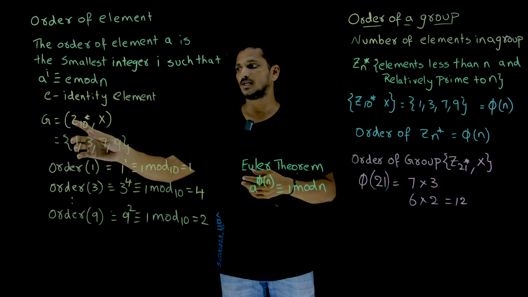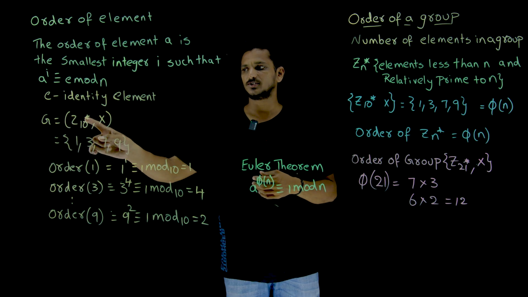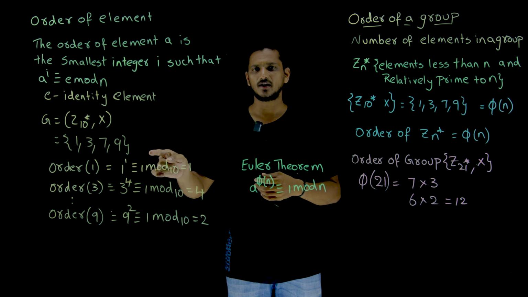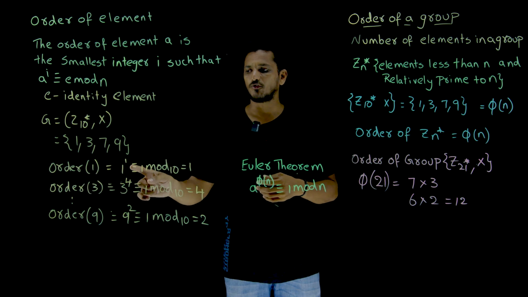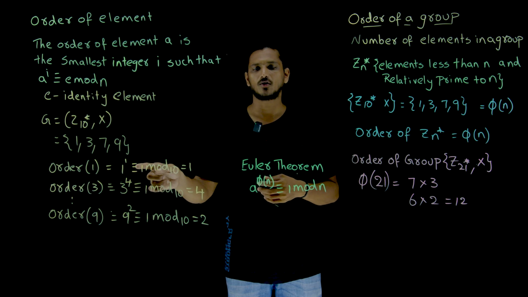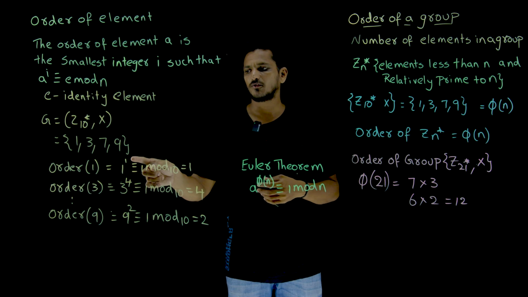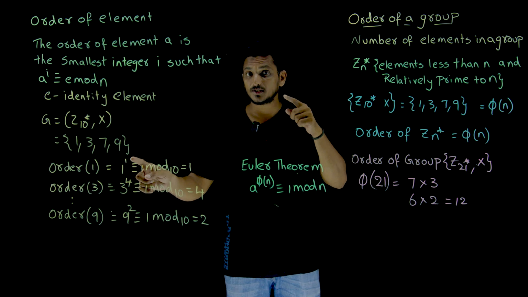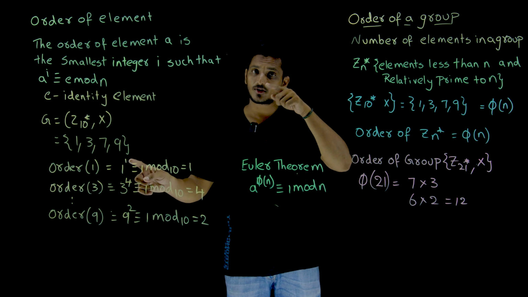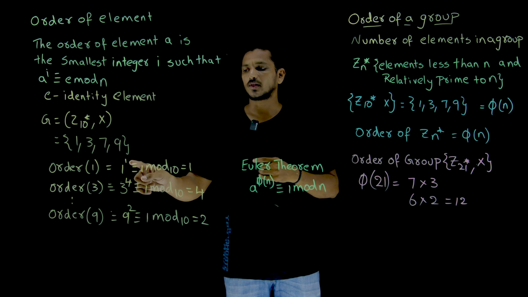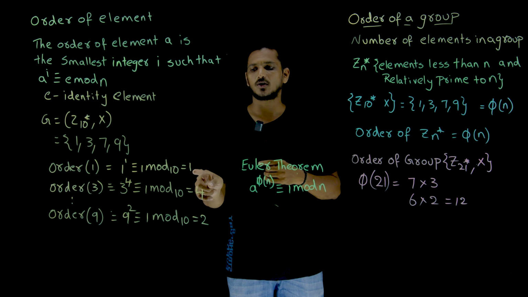Let's do some examples. The group is considered as Z10 star over multiplication. The elements that belong here are 1, 3, 7, 9. The order of 1: 1 power 1 is congruent to 1 mod 10. So the smallest I, understand this properly, this is very important. After 1 there are so many values, but this is the smallest value. So our I value is 1. That's why the order of element 1 is 1.